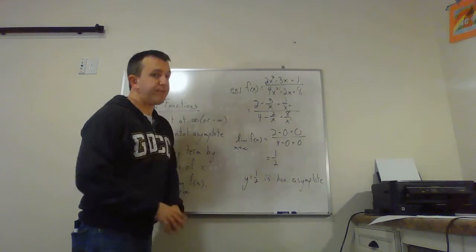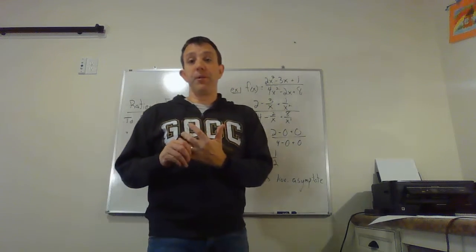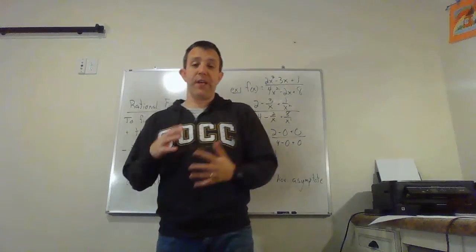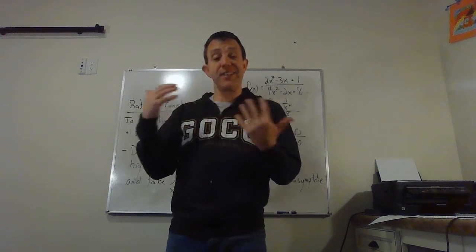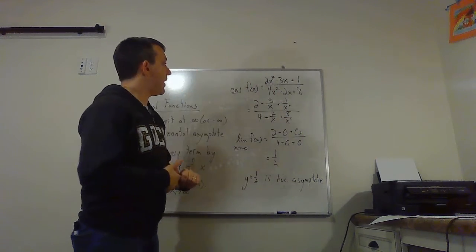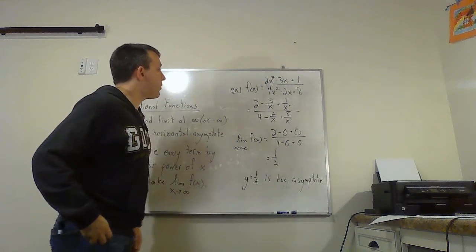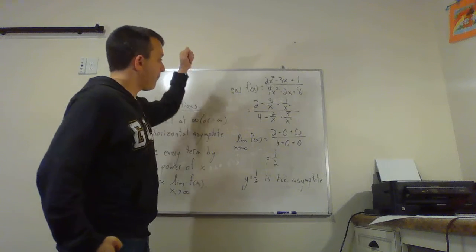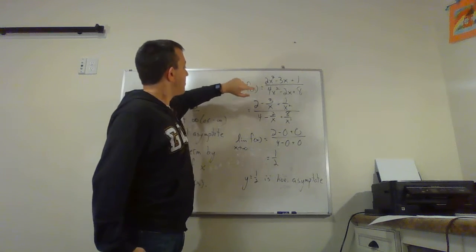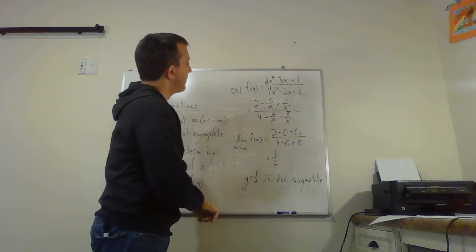Perfectly legal. Remember, we have those limit laws, and we can divide things in the limit laws. Since this is not really changing the function, it's just making it look different, we can go ahead and divide everything by x squared. So I just went ahead and did that. I divided everything by x squared.